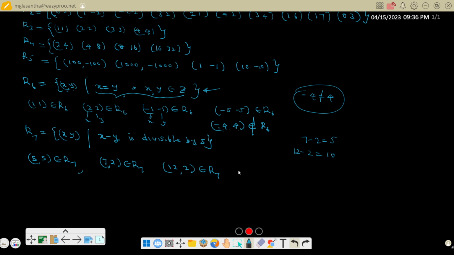Right? So if you take (-7, -2), then -7 minus (-2) equals -5. -5 is divisible by 5. Okay? It belongs to R7. If you take the difference of these two numbers, it's -5.